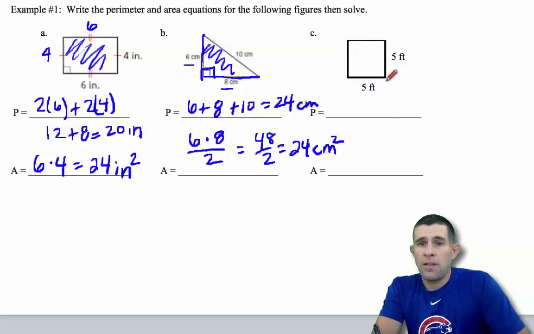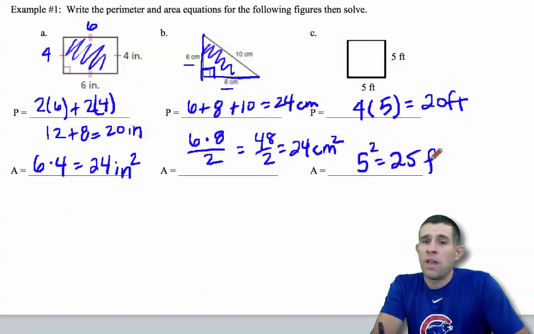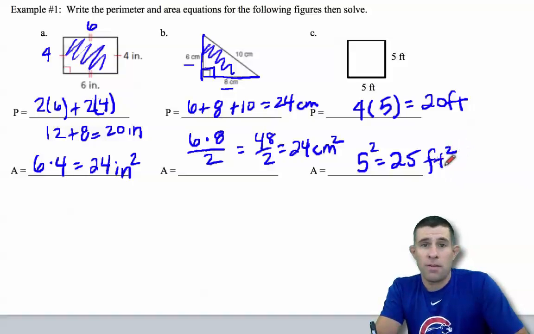All right, moving on, the last one here is my square. I'm going to say the perimeter will be 4 times the length of one side, which is 5. 4 times 5 is 20 feet. And then to find the area inside, it is the length of one side squared. 5 times 5 is 25. And my unit of measurement is feet squared.